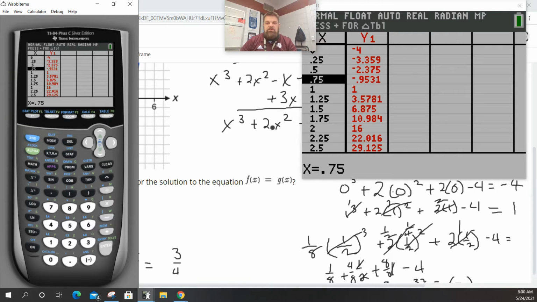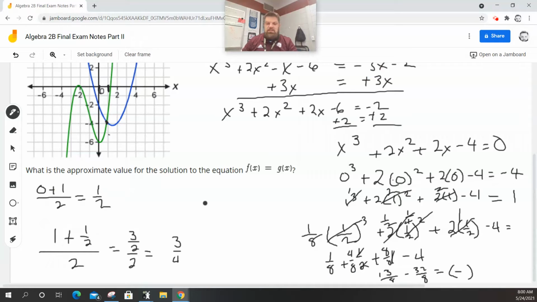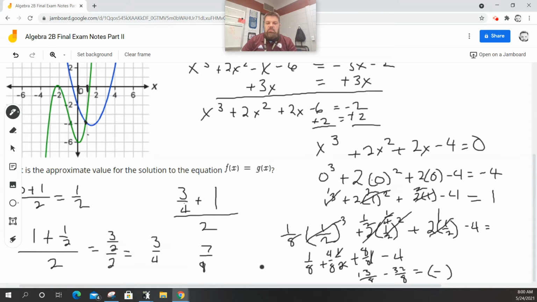It's still negative, right? So now I've got to take the average of 3/4 and 1. So I'm just going to keep repeating this process. It says do 3 iterations plus 1/2. Well, that becomes 7/4 over 2, or 7/8. Okay. So now I go back to my calculator. So we're basically approximating that x is approximately 7/8.